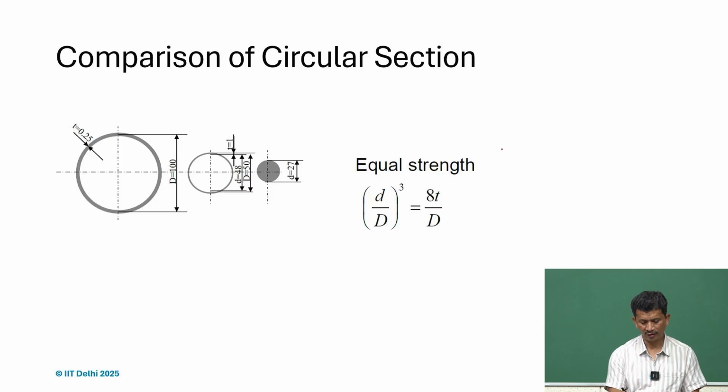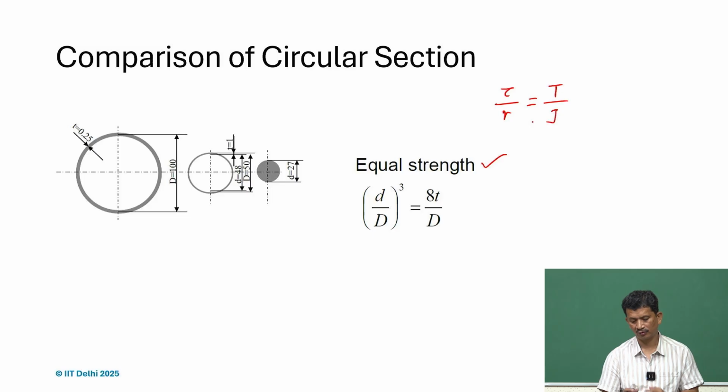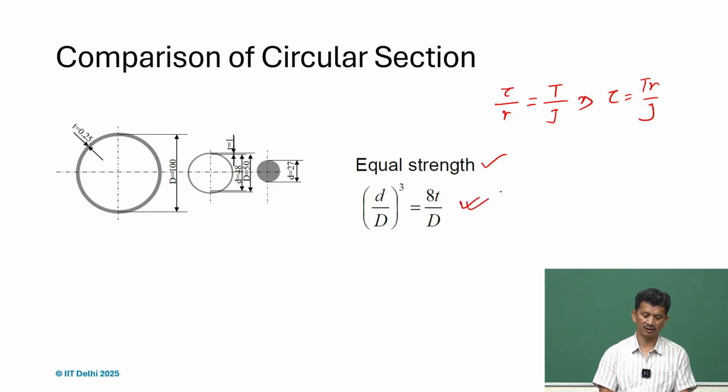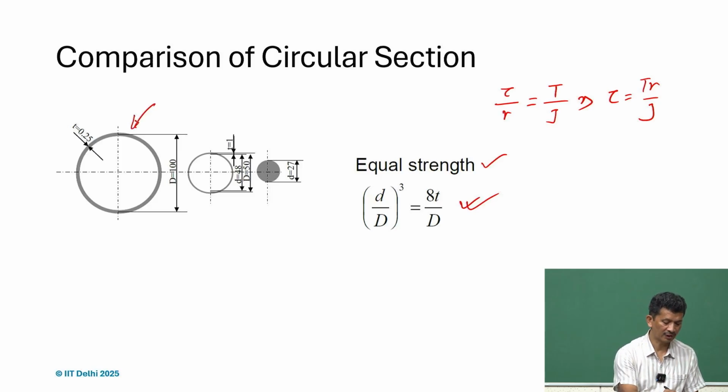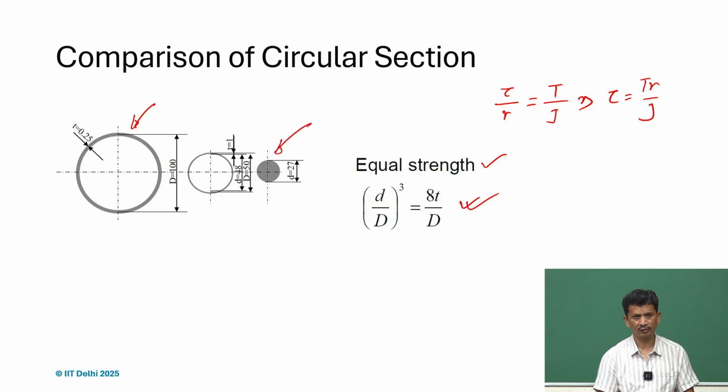If we are looking at the strength, then we are talking about the stresses. So, tau equals T r by J, Rho P. So, yes, if we talk about this, T r by J, and J we can write in terms of D, and then we should be able to arrive at this. So, what we get is the same again, but now you can see that the diameter of the solid shaft has increased to 27 mm. So, for same strength.